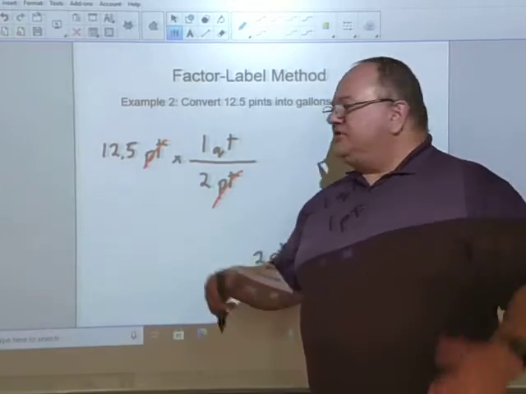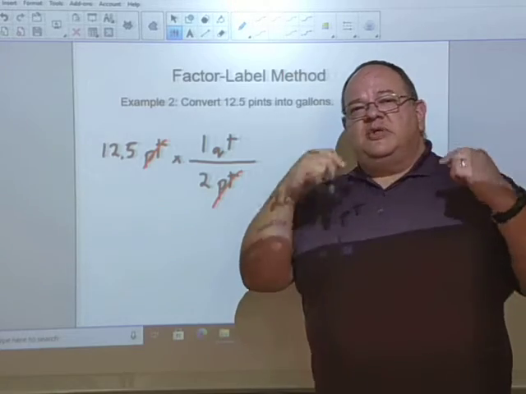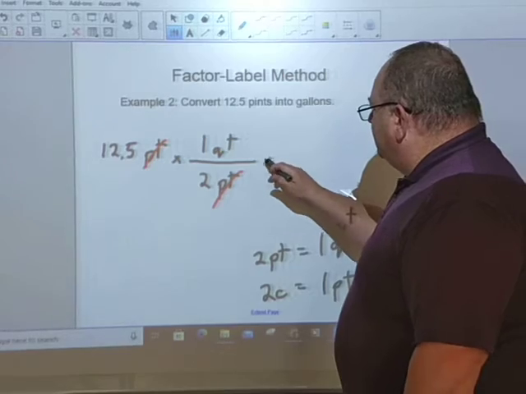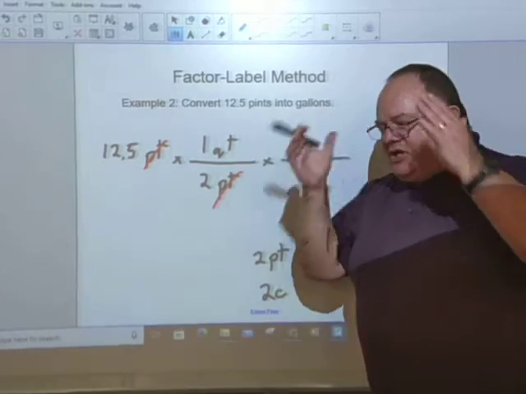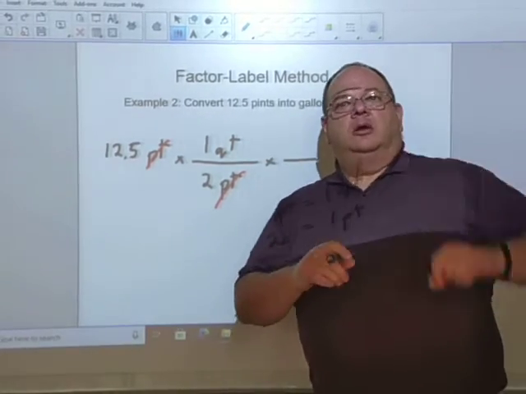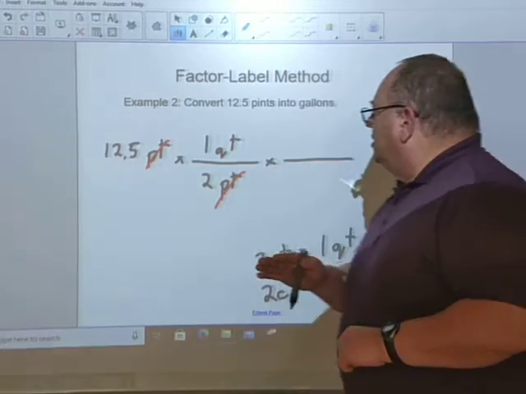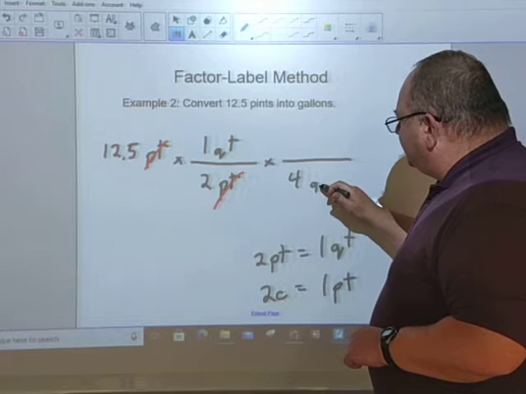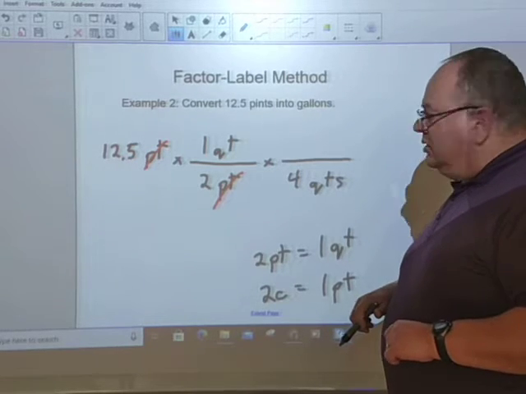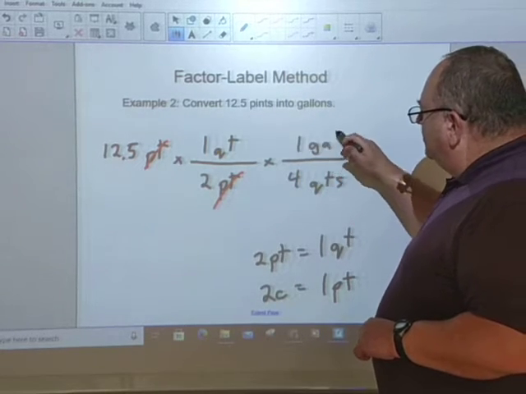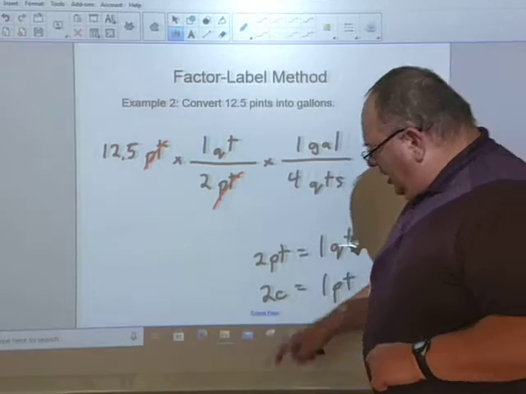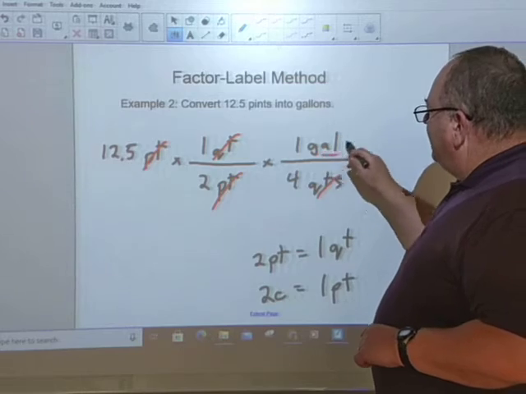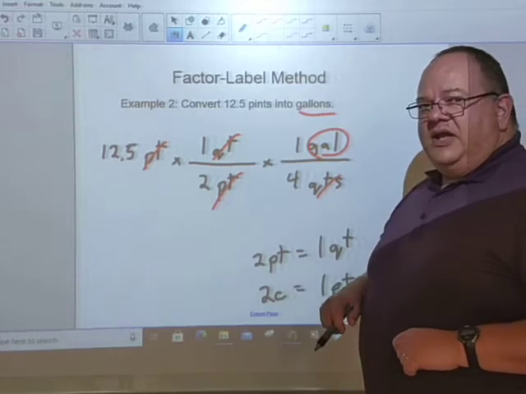Okay? But now, this is taking me to quarts. I didn't want quarts, I wanted gallons. So this is where that step 3 comes in. We can just string together more conversion factors. Say, do I know anything about quarts in a gallon? There's 4 quarts in a gallon. And I want quarts to cross off, so I'm going to put the 4 quarts on the bottom, and the 1 gallon goes on top. And check my labels, quarts cross off. Check my labels, I'm left with gallons, and that's what I wanted to find.